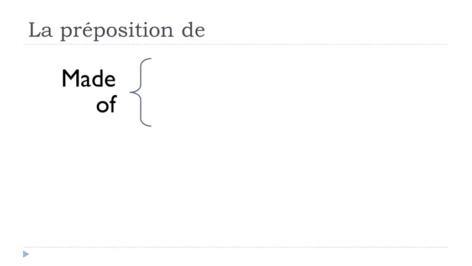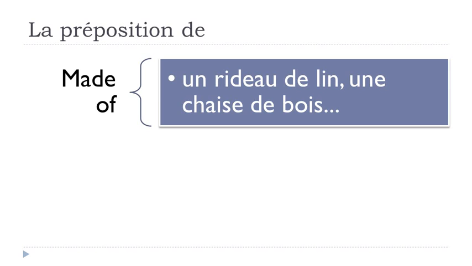So if you want to introduce the fact that it's made of something, then for instance here, un rideau, rideau is curtain, and then de lin, lin is linen, un rideau de lin, okay. Second example, une chaise, a chair, de bois, bois is wood, of wood, okay, so in that case, un rideau de lin, une chaise de bois. So when you want to introduce the fact that these things are made of something, then you will have to use this preposition de. Okay?